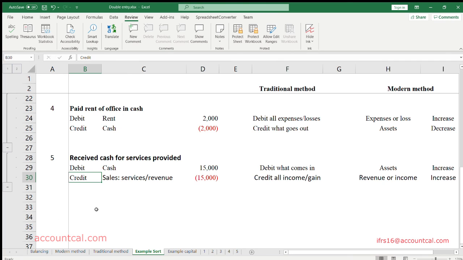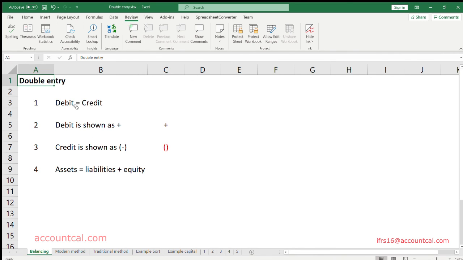So that's all about those entries which we have discussed. To revise one more time, all debits should equal credits. Debit is shown as plus, credit is shown as minus.